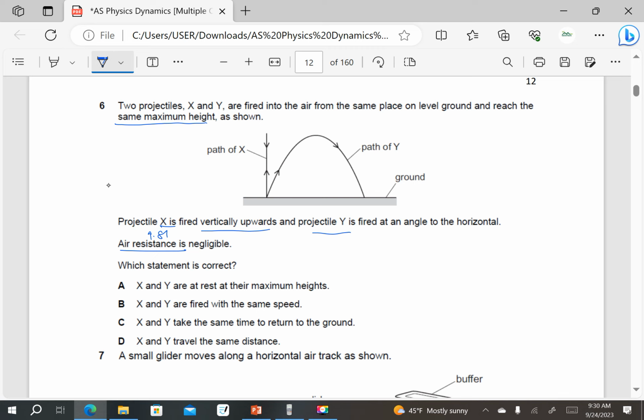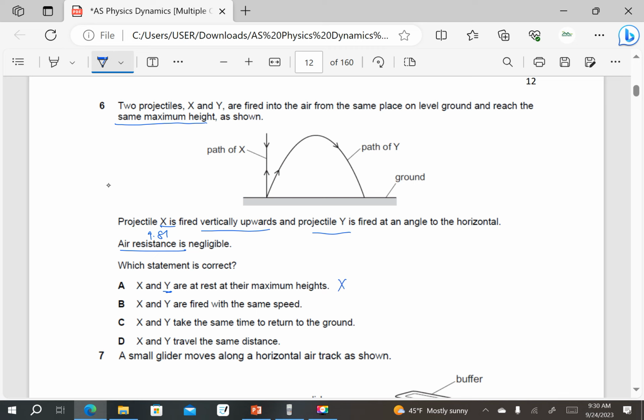If they reach the same maximum height, it means they take the same time to move upwards and come back to the same ground level. So X and Y are at rest at their maximum heights. Which statement is not correct? Y is not at rest at its maximum height because it moves in the horizontal, not only in the vertical. So this one is out.